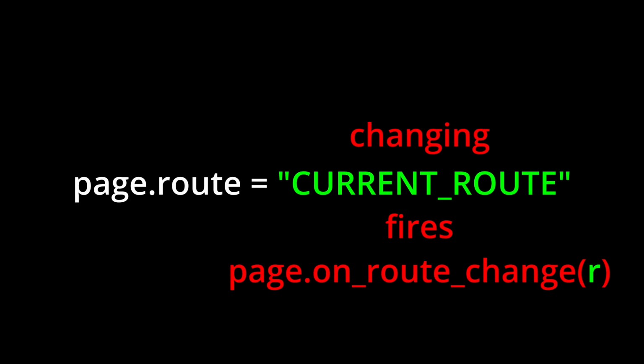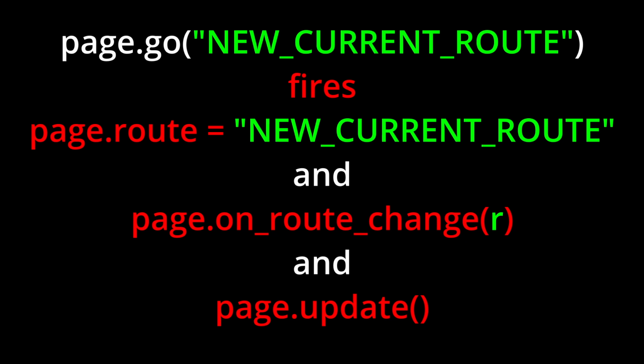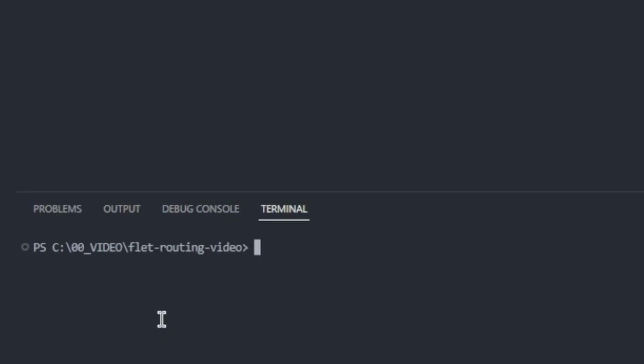Changing the current route will fire the onRouteChange, which we will define ourselves. However, we use the helper function page.go because it guarantees that we change the route, fire the route changer, and update the page view. Let's see what this looks like.